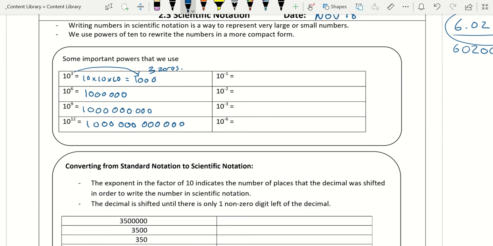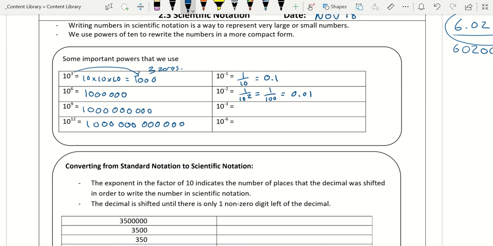It's a little different when we're talking about 10 to the negative 1. If you might remember, 10 to the negative 1, if we want to make that a positive exponent, would be 1 over 10. And 1 over 10 as a decimal equals 0.1. Likewise, 10 to the negative 2 would be 1 over 10 to the 2, which would be 1 over 100, which would equal 0.01.